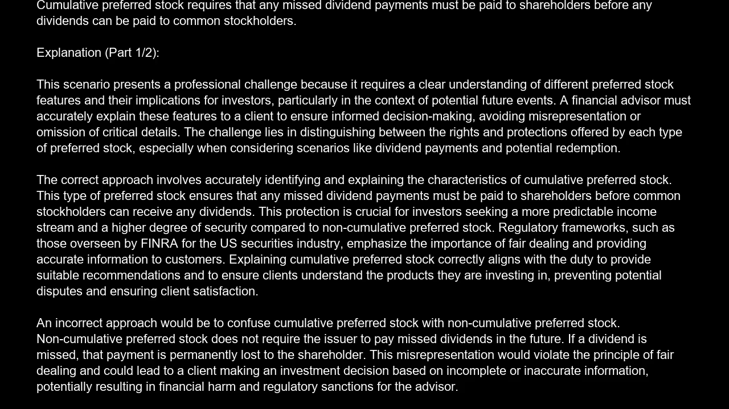The correct answer is D. Cumulative preferred stock requires that any missed dividend payments must be paid to shareholders before any dividends can be paid to common stockholders. Explanation. This scenario presents a professional challenge because it requires a clear understanding of different preferred stock features and their implications for investors, particularly in the context of potential future events.